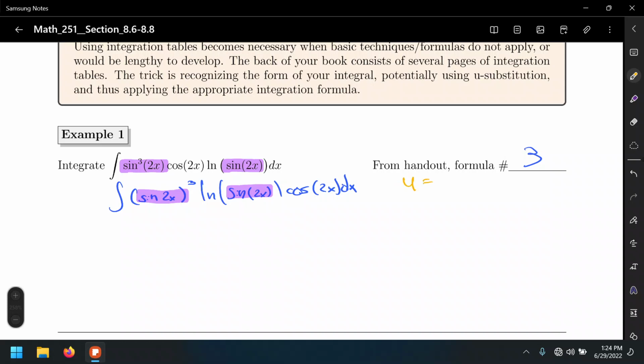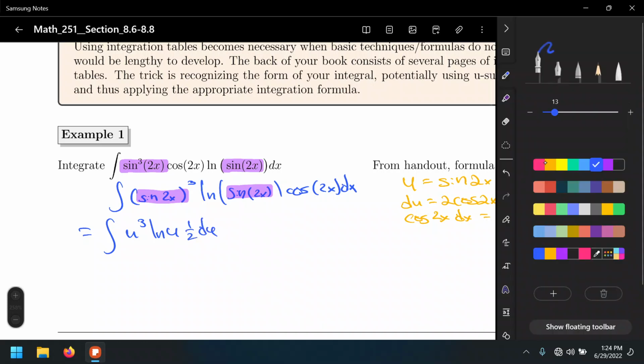u equals sine 2x, du equals the derivative of sine, which is cosine 2x times 2, a mini chain rule, dx. If we solve for cosine 2x dx, that equals 1/2 du. So let's rewrite this integral in terms of u. The integral is u cubed ln of u times 1/2 du.